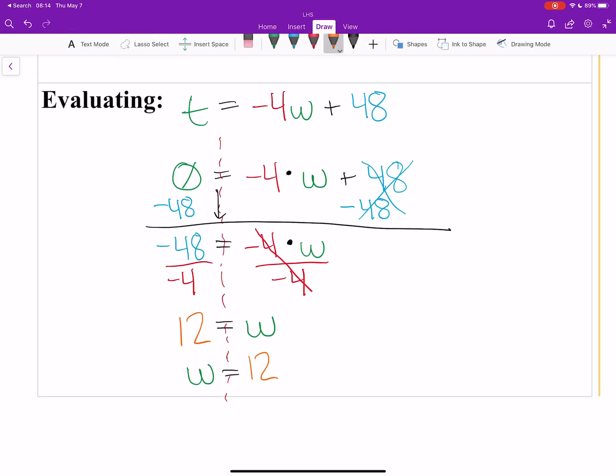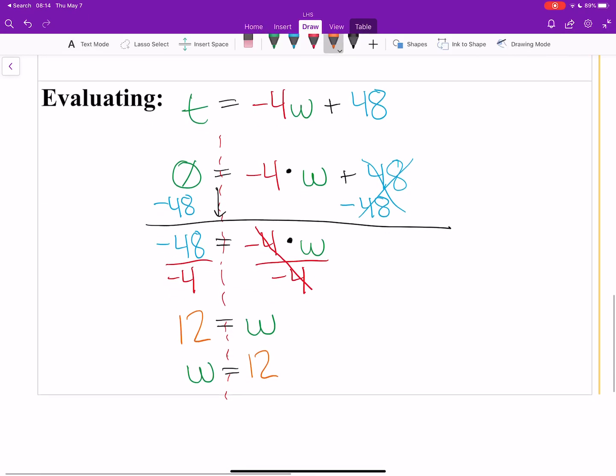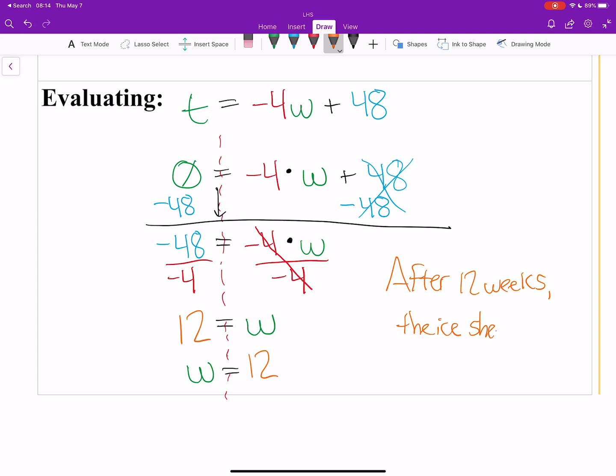So again, word problems require word answers. How many weeks until the ice sheet melts all the way completely? 12 weeks. It's kind of cool that at that rate we can estimate when the ice sheet will be completely gone. So in answering our question, after how many weeks will the ice sheet be completely gone? We could say after 12 weeks, according to the situation we've modeled here, the ice sheet will be completely gone.